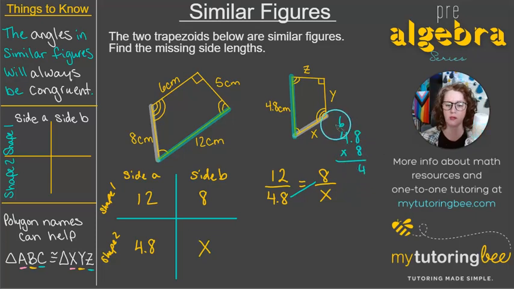8 times 4 is 32, plus 6 more is 38. Don't forget our decimal there, so we get 38.4 equals, and then now we're going to cross multiply the other way. So we get 12x. Okay, now our last step is just to divide by 12 on both sides.